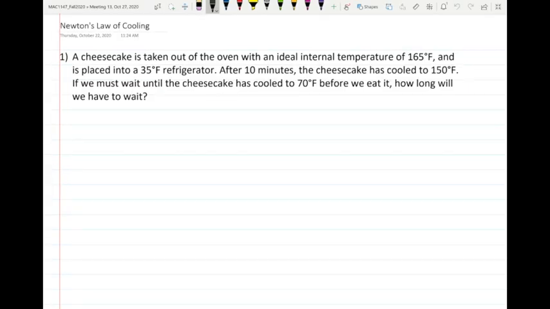From the moment that you took it out of the oven, how long do we need to wait? We know it has to be more than 10 minutes, right? How long do we have to wait until the temperature reaches 70 degrees so that we can eat it? Okay, do you guys understand the question?